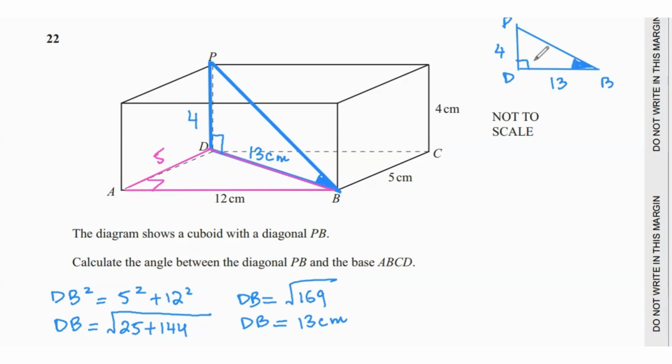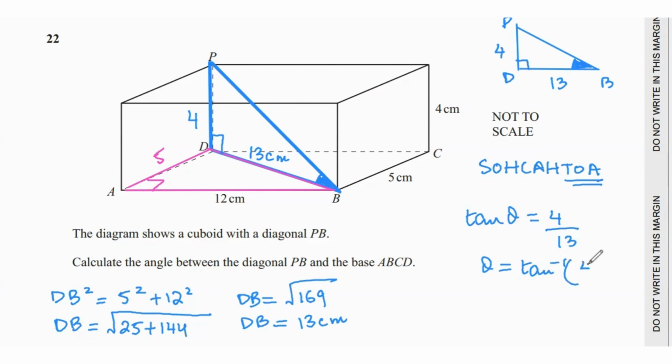So since we have two lengths and they want us to find an angle, we will use SOHCAHTOA in this case. So looking at SOHCAHTOA, we can see that we have the opposite, we have the adjacent, so tangent. Tan theta equals 4 over 13. Theta equals tan inverse of 4 over 13. And that gives us 17.10 degrees. That's your answer.